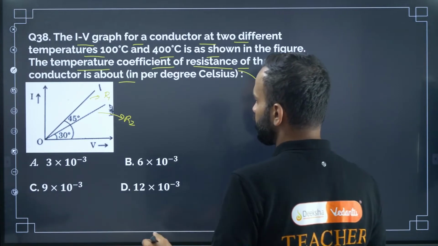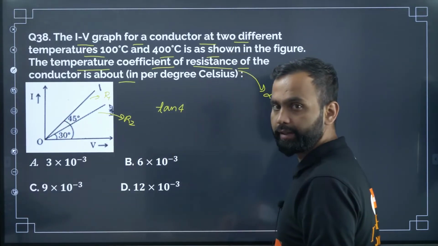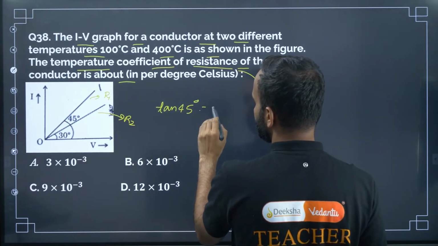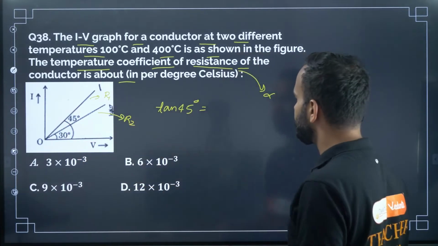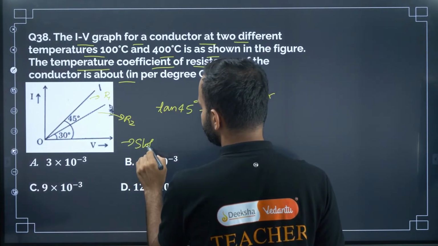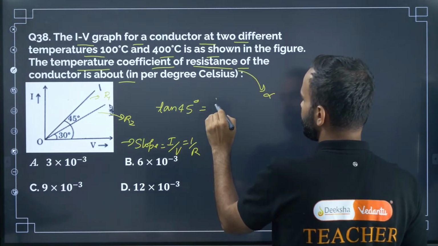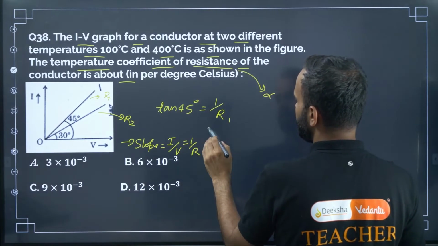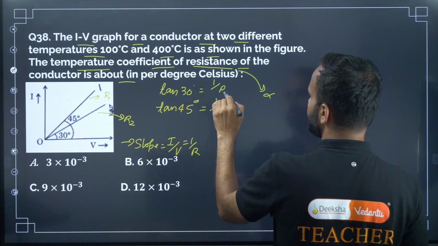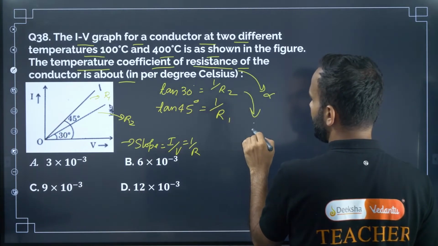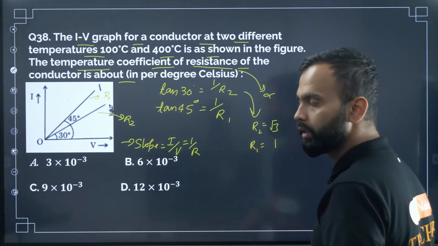Now, the slope is tan 45 degrees. What is the slope? Slope is I by V, which is equal to 1 by R. So tan 45 degrees is 1 by R1, and tan 30 degrees is equal to 1 by R2. So R2 is equal to root 3, R1 equal to 1.